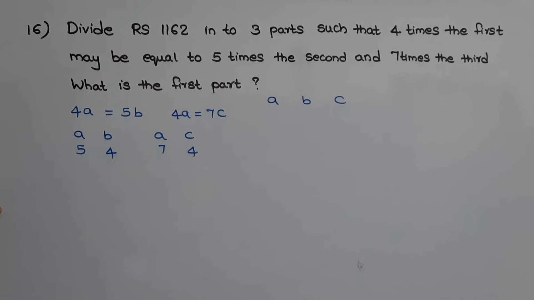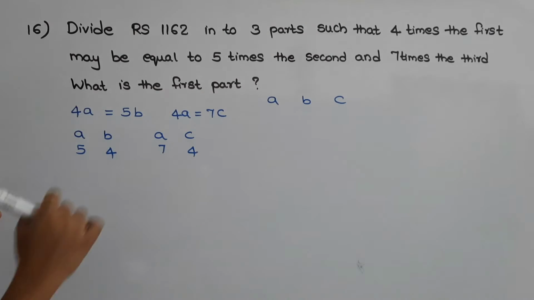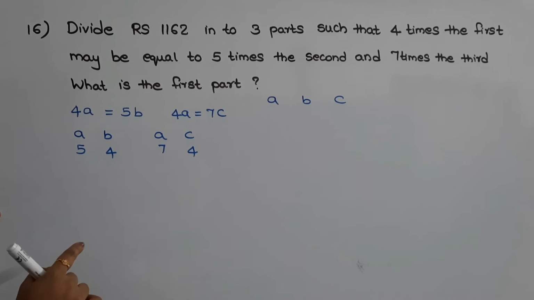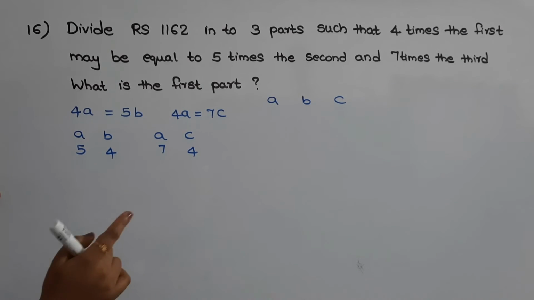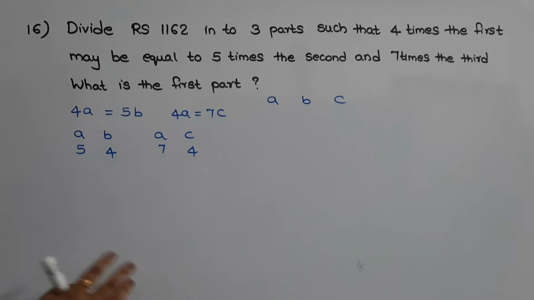So, we need to find out the value of the first part. For that we need to know the ratio of A is to B is to C.